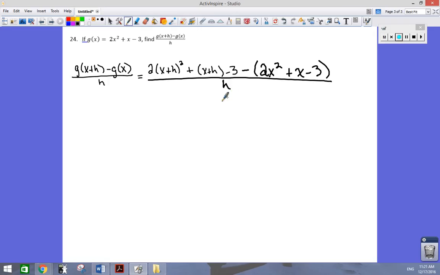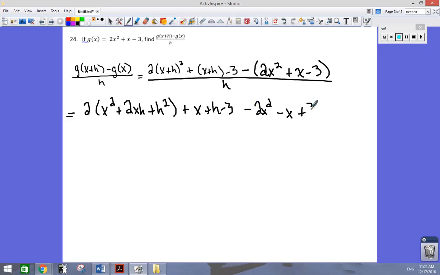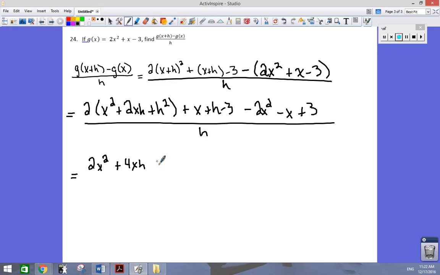So now we need to simplify this. When we have x plus h squared, remember exponents don't distribute, that's x squared plus 2xh plus h squared, plus x plus h minus 3. Distribute the negative sign. And there's a nice check, if you remember: when we're simplifying this numerator, any term that does not have an h in it will end up canceling. So let's see if that's true.